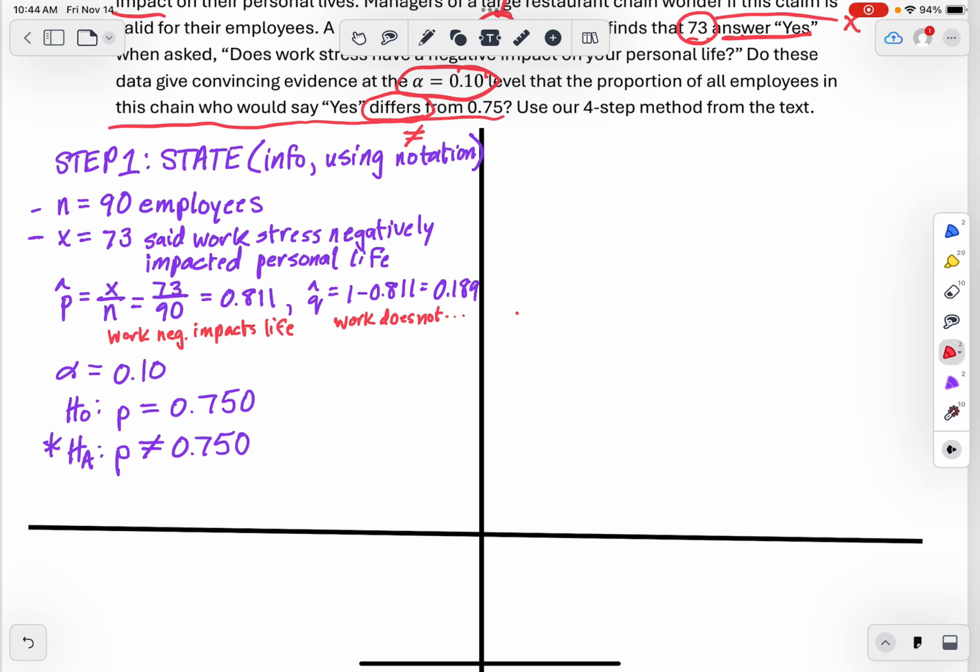Note also that if you know the null hypothesis and you're going to assume it to be true, you also know Q. Q would be 0.25, just 1 minus 0.75 there. And then looking at the alternative hypothesis, I see the direction of the test is going to be two-tailed. So this will look a lot like our confidence intervals, and that will have two tails on this test. And that is step 1.